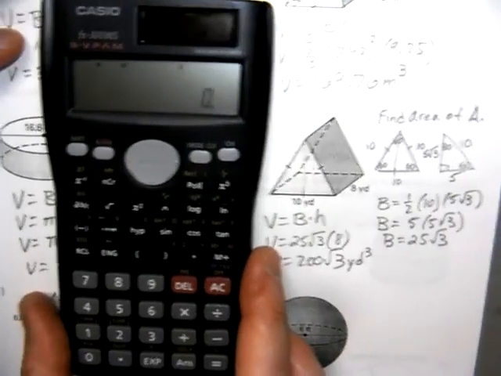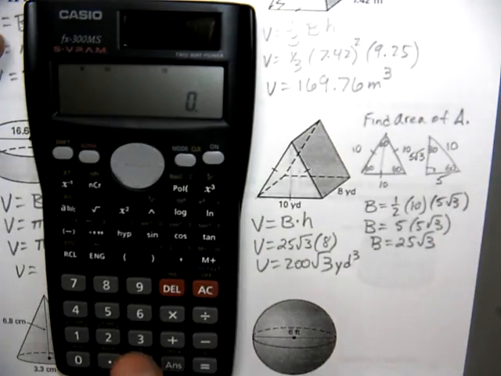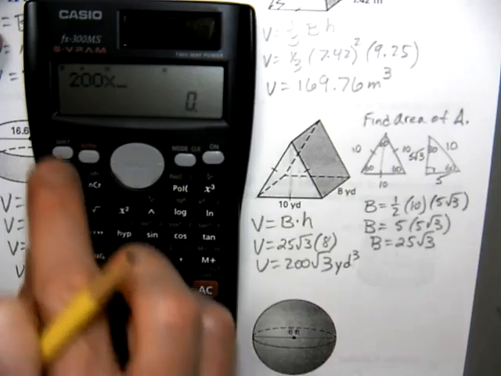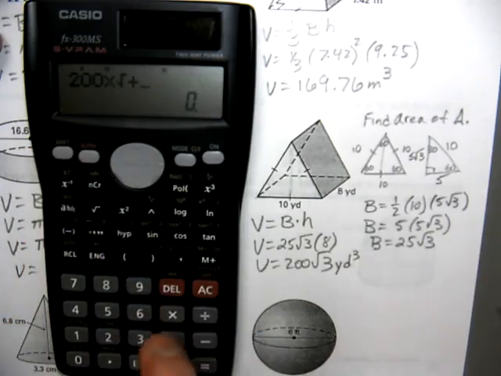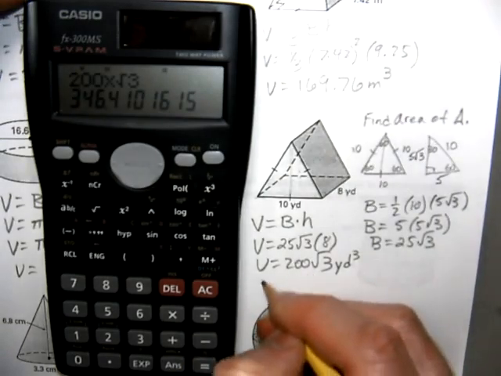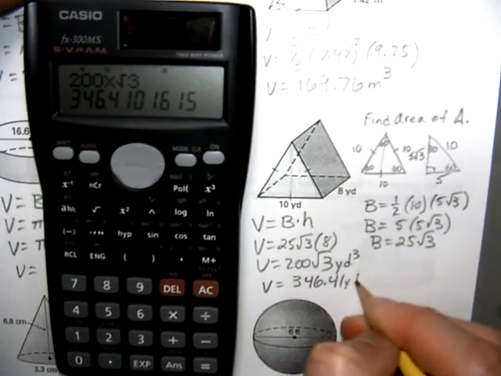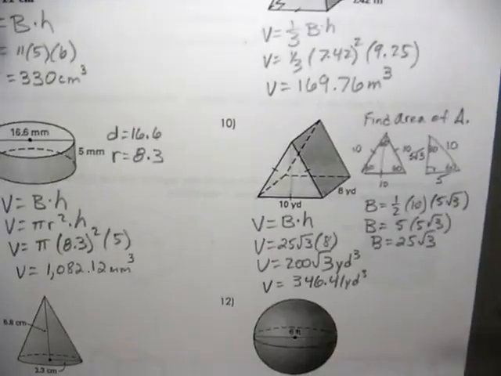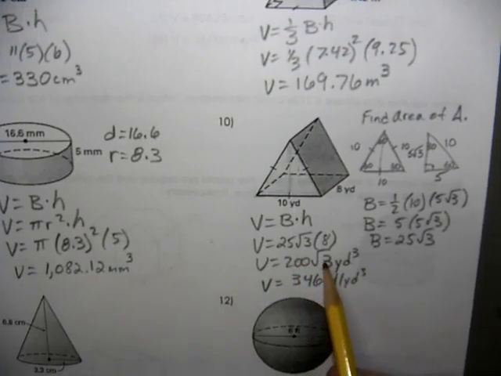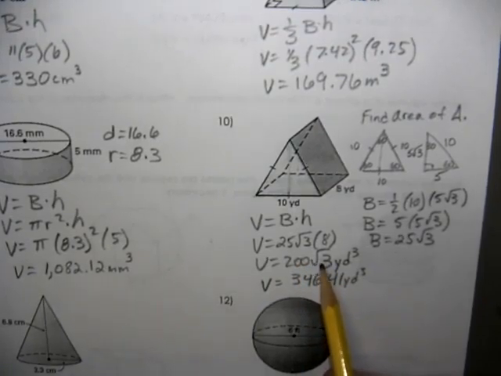If you were using a decimal throughout the problem, you would get an answer of 200 times the square root of 3, which is 346.41 yards cubed. Either answer there would be accurate. The most accurate, the exact answer, is this one with the root 3. A rounded answer to the nearest hundredth is the second one.